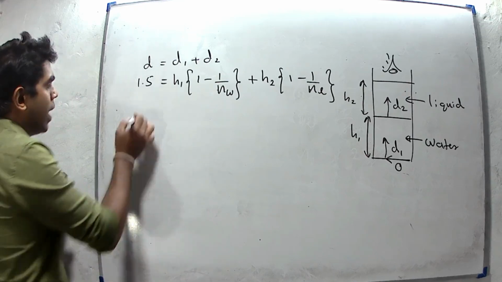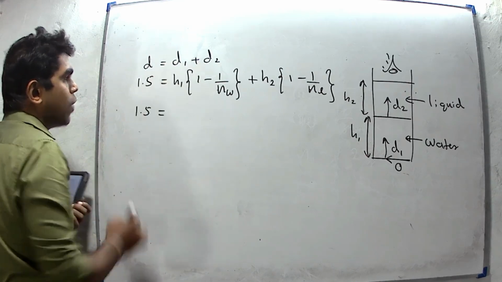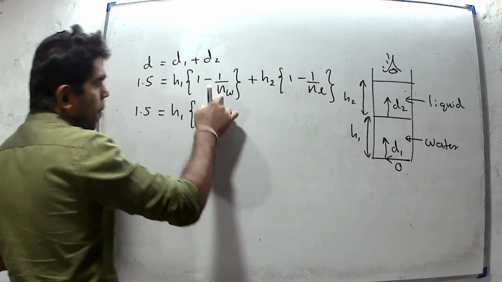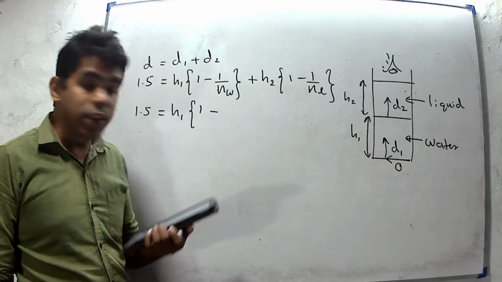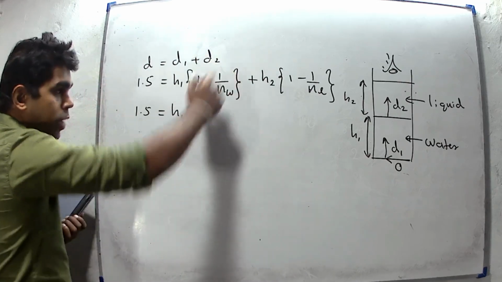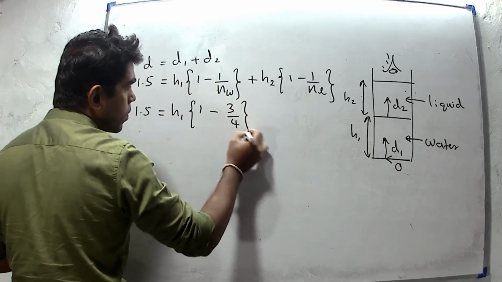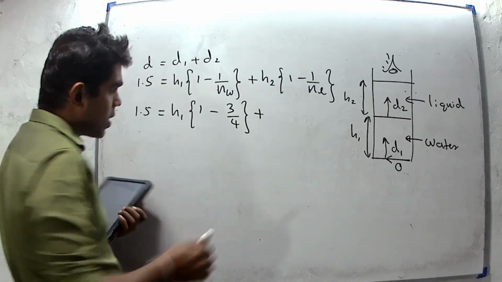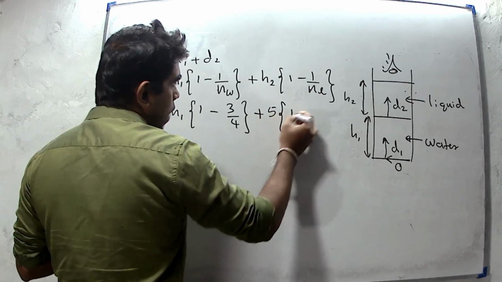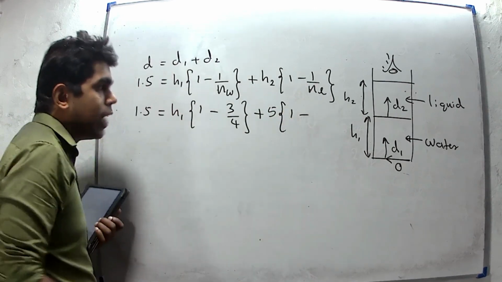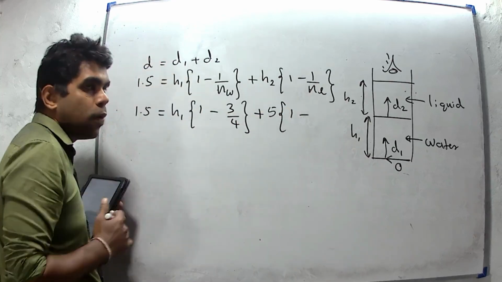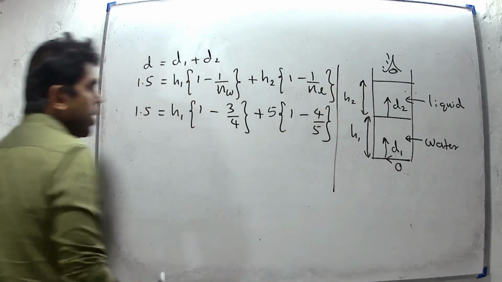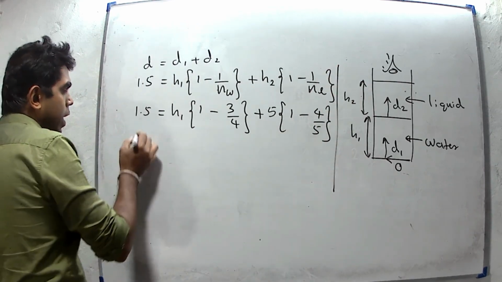Then we have to substitute values. 1.5 equals H1, water height, we have to find it. Then I will use H1 times 1 minus, refractive index of water is 4/3. They have given in the question, but we have to use reciprocal 3/4. Plus H2 value is liquid column 5 centimeters. It is given in the question. 1 minus, we know that we have found NL as 5 divided by 4. Reciprocal 4/5. Then we can simplify and find the value of H1.